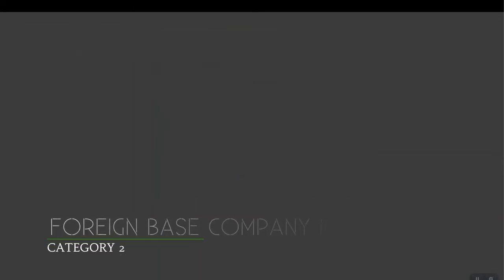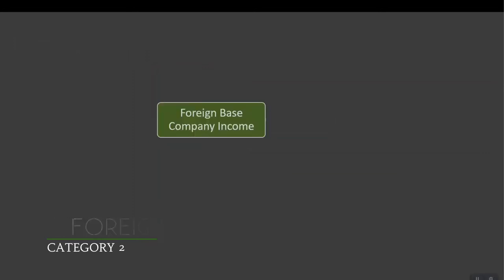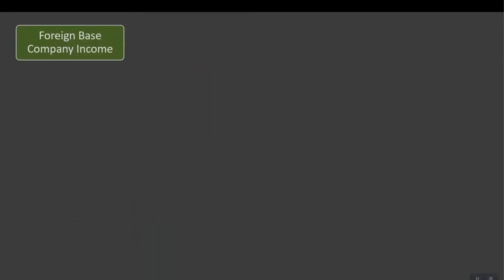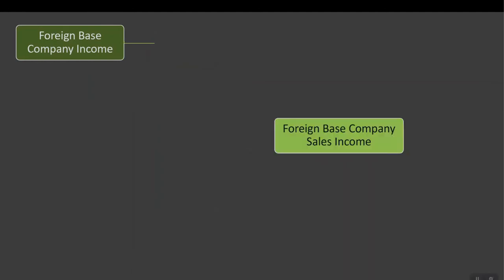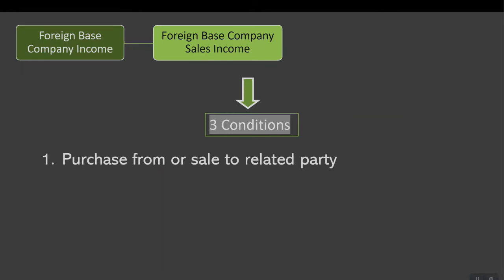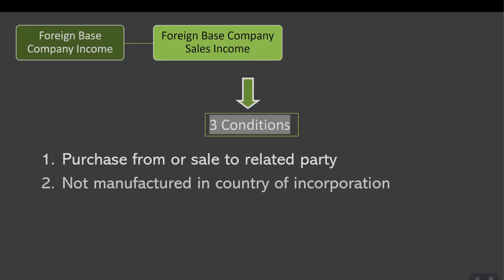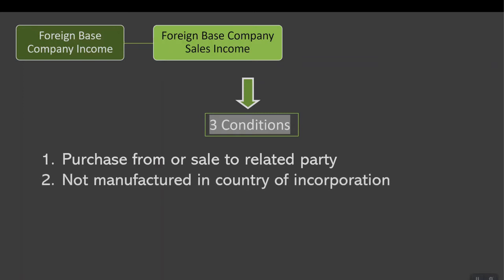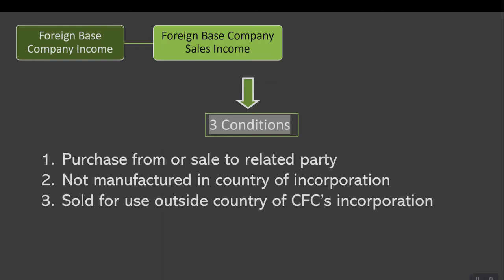The second type of foreign-based company income is known as foreign-based company sales income. This relates to income derived in connection with the purchase or sale of goods with a related party and an unrelated party, where the property which is purchased, or sold on behalf of a related party, is manufactured, grown, or extracted outside the country under the laws of which the controlled corporation is created or organized. And the property is sold for use, consumption, or disposition outside such foreign country.